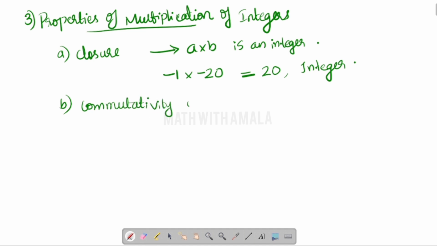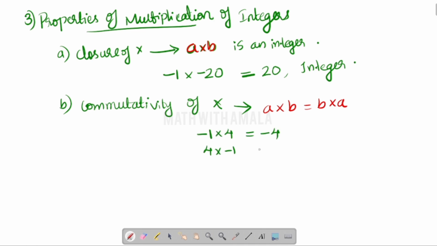Next is commutativity. It means we take two numbers and reverse them under this operation, multiplication. Let's take A into B. A into B is equal to B into A. That is called commutativity. In addition, we were using A plus B is equal to B plus A. Let's take an example, minus 1 into 4, which is equal to minus 4. 4 into minus 1 is equal to minus 4. Both are equal, so LHS and RHS are equal. Hence, integers are commutative under multiplication.